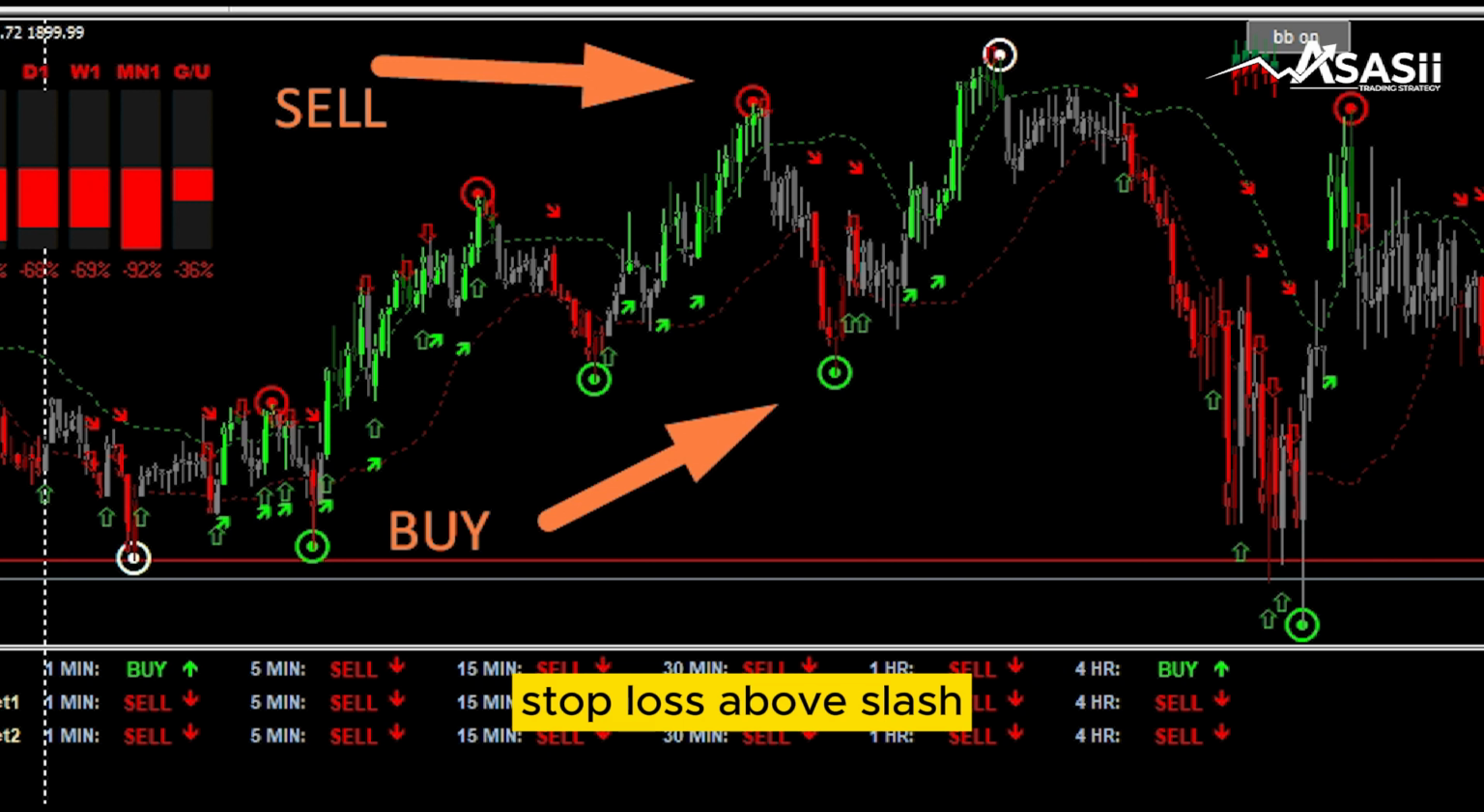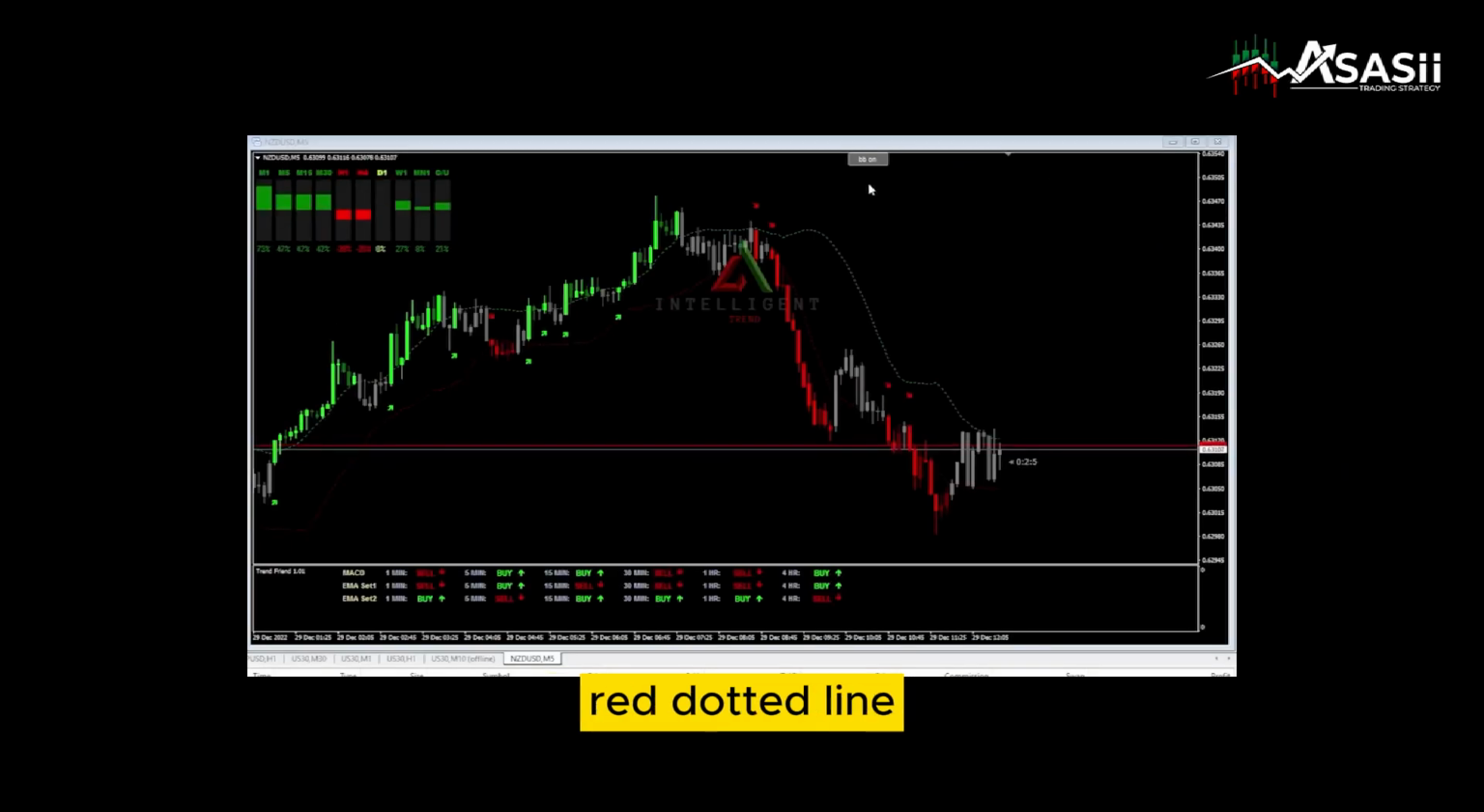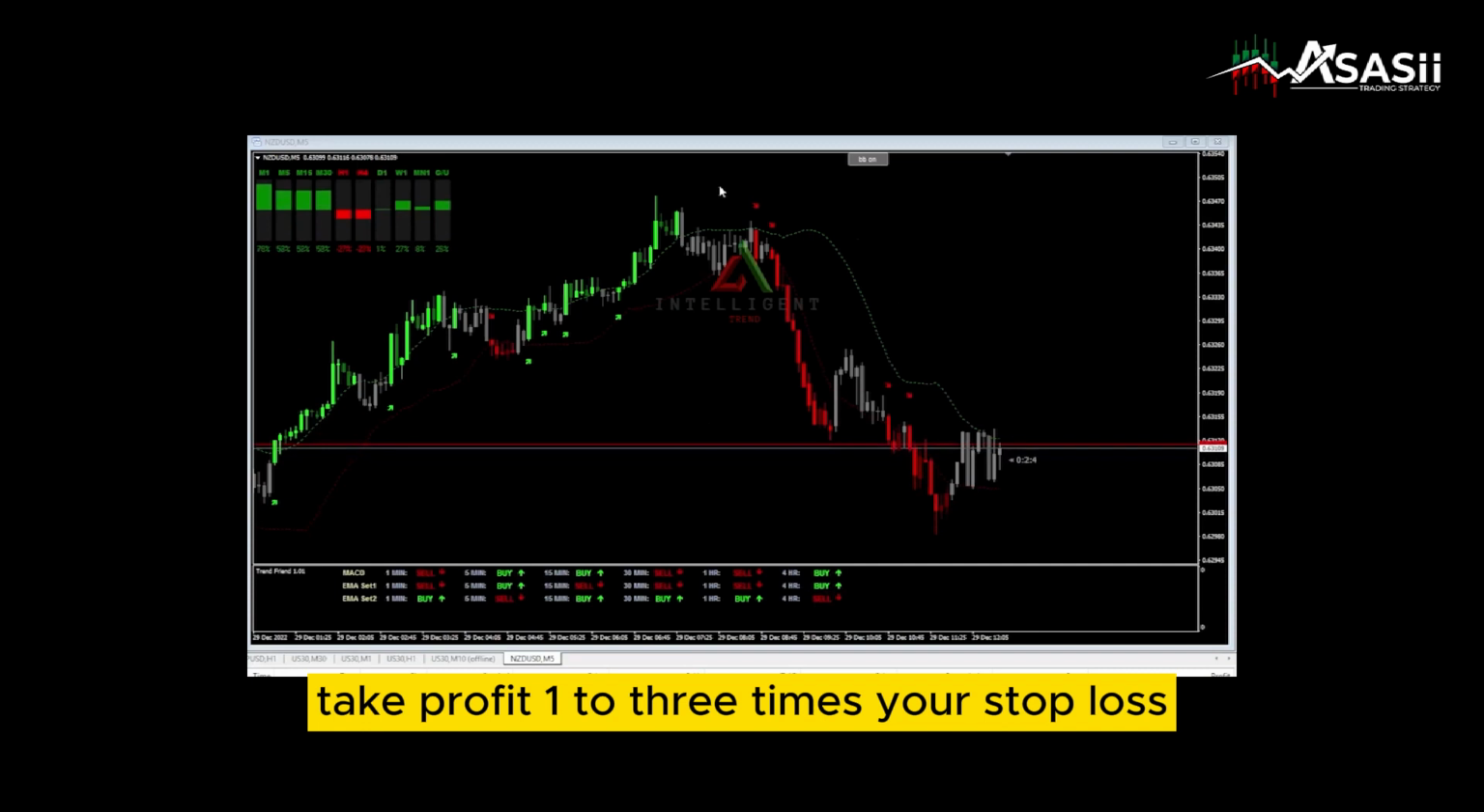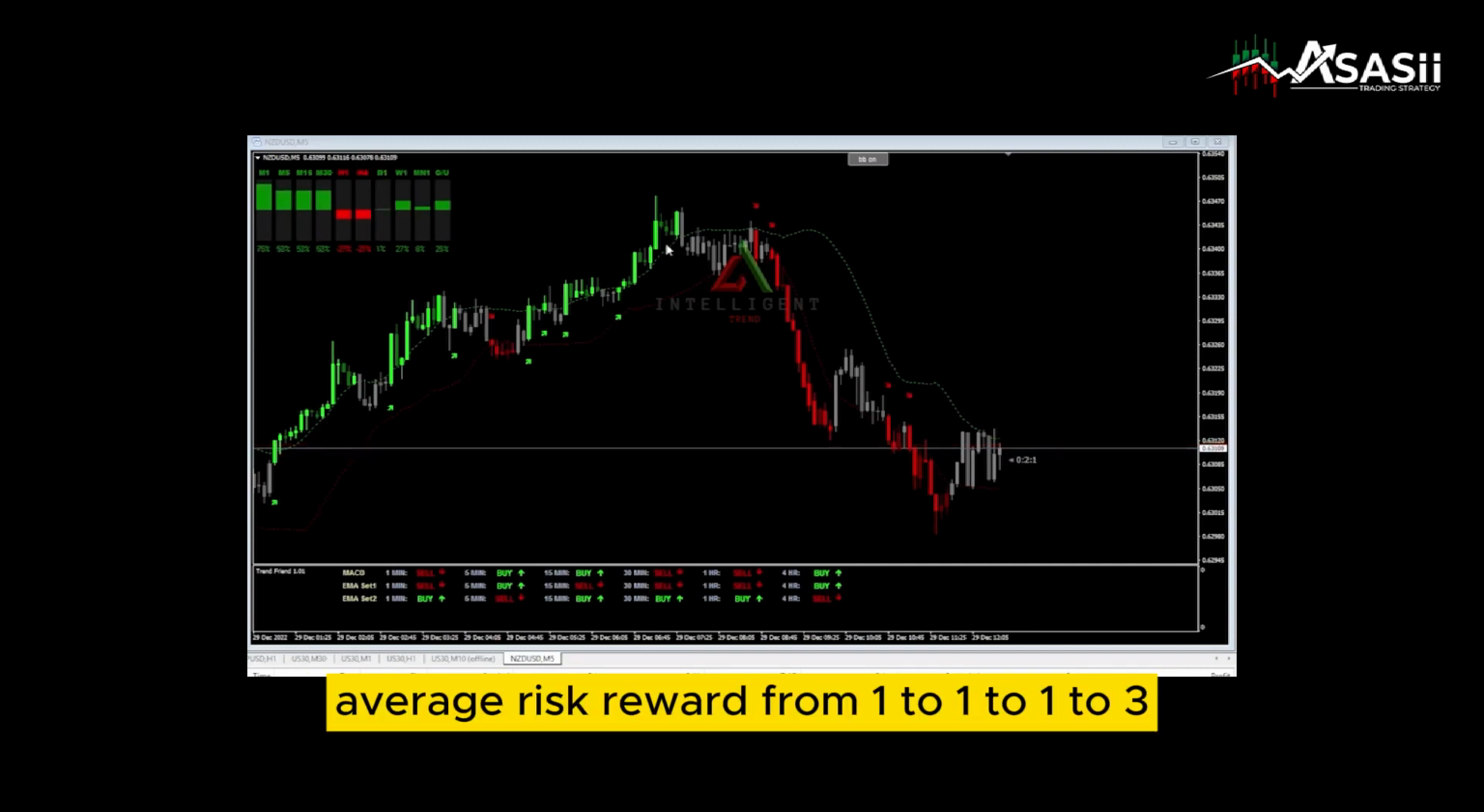Stop loss: above or below the green or red dotted line. Take profit 1 to 3 times your stop loss. Average risk reward from 1 to 1 to 1 to 3.